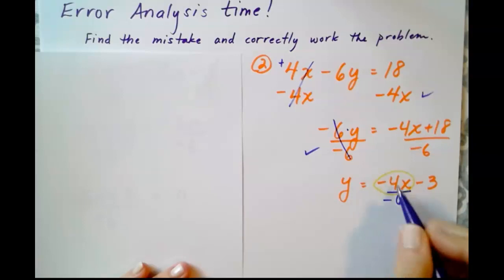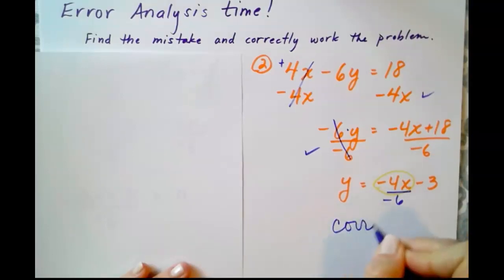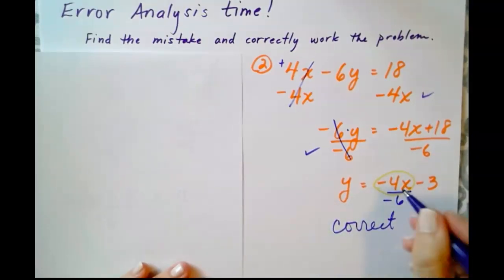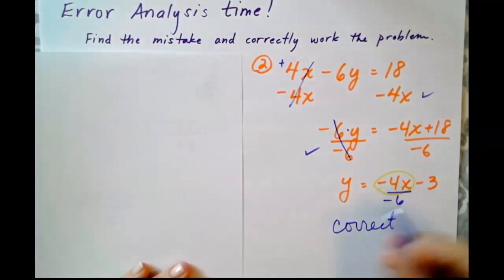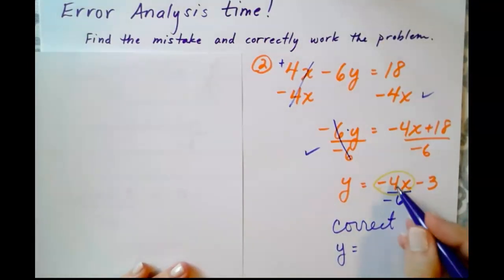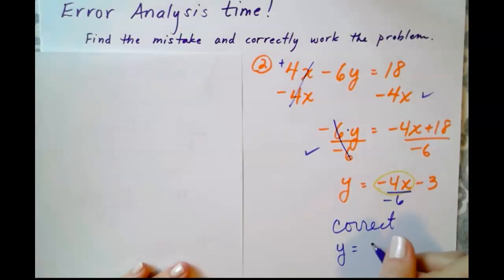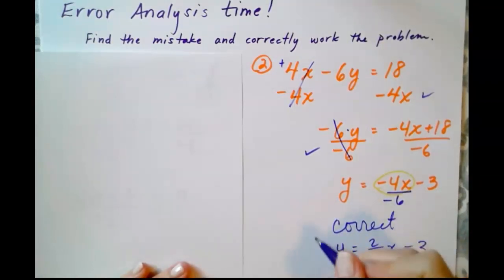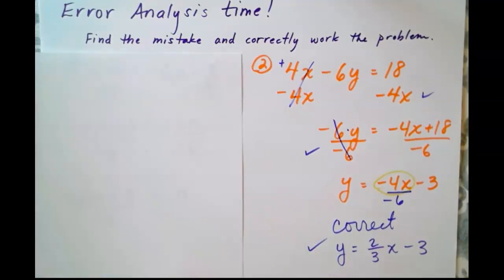So let's reduce this fraction and get our correct answer here. Negative 4 over negative 6 becomes positive 4 over 6, which becomes 2/3. 2/3 x minus 3. So there is the correct answer in the error analysis. That is solving literal equations.